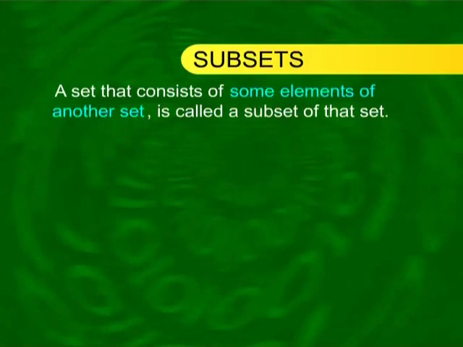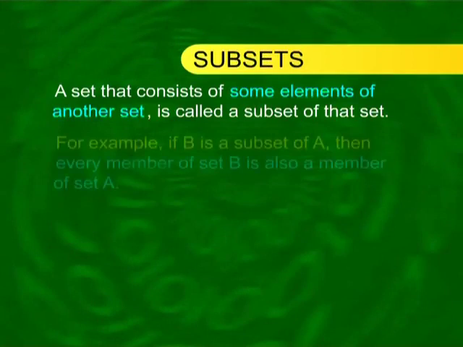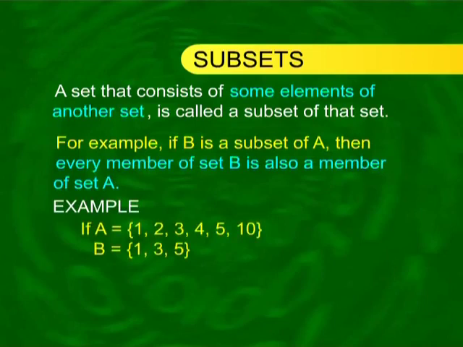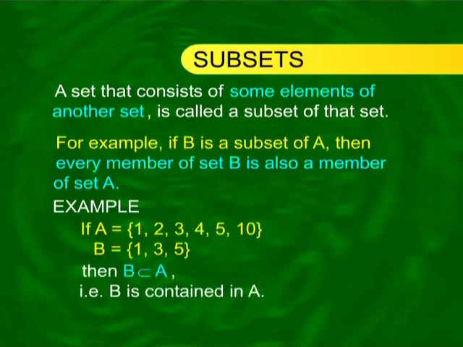A set that consists of some elements of another set is called a subset of that set. If B is a subset of A, then every member of set B is also a member of set A. For example, if set A consists of the elements 1, 2, 3, 4, 5 and 10 and B consists of 1, 3 and 5, then B is a subset of A. In other words, B is contained in A.